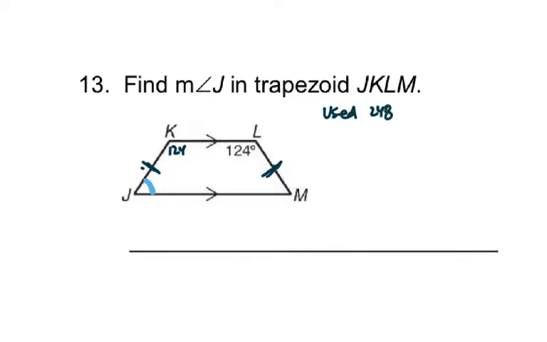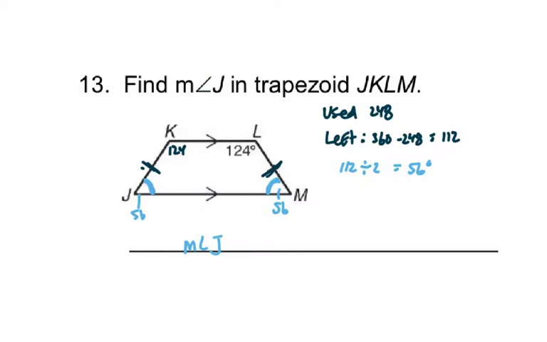I've used 248. And that means in a trapezoid where I have 360 degrees total, I have 360 minus 248 degrees left, which is I believe 112. The other thing I know is that this pair of base angles are equal. So I have 112 degrees, and I have two angles to split it equally between, and that means angle J and angle M are going to be 56. Problem asks for angle J, and we have it.